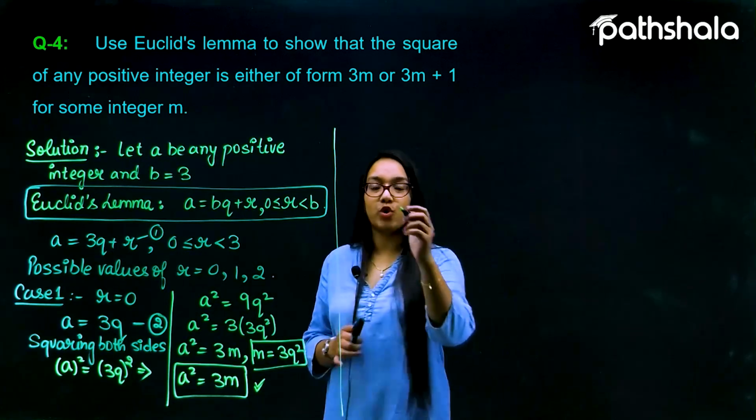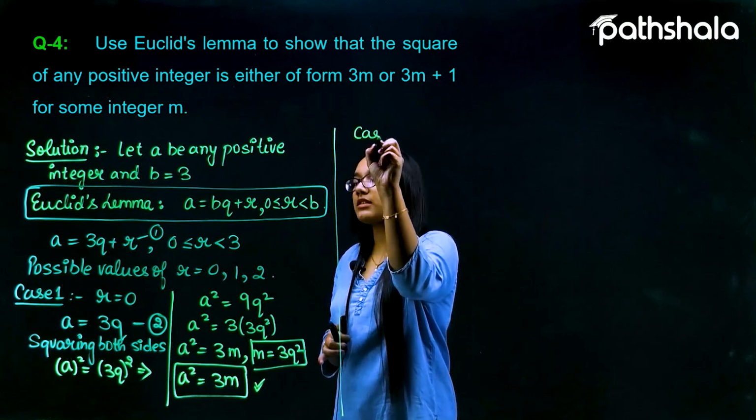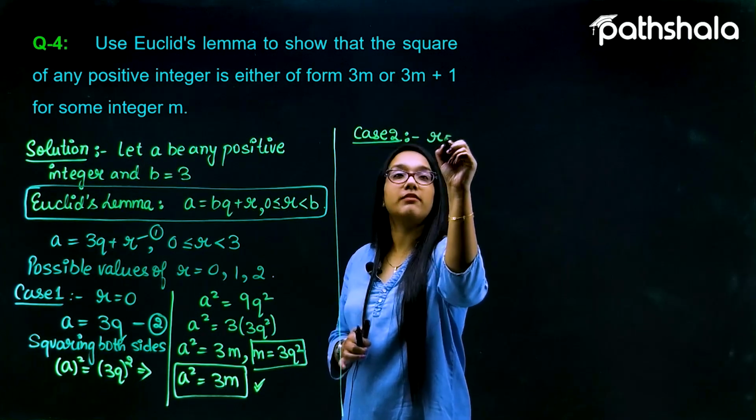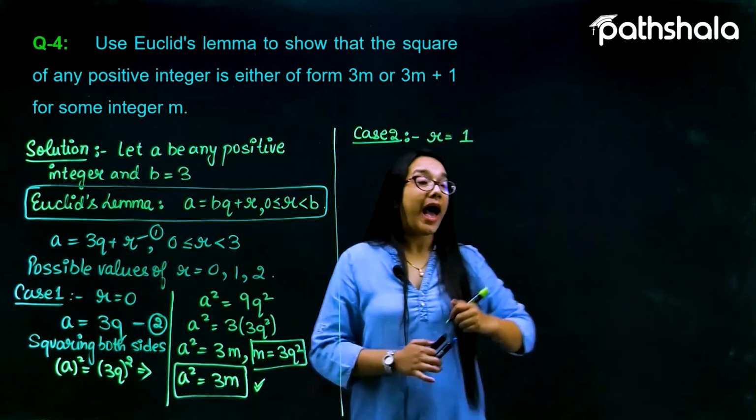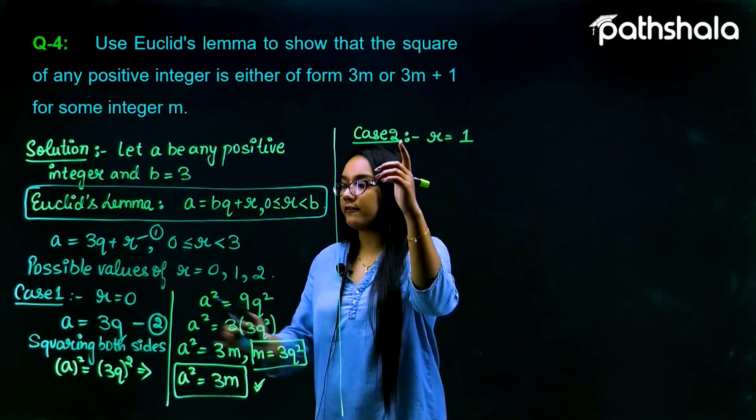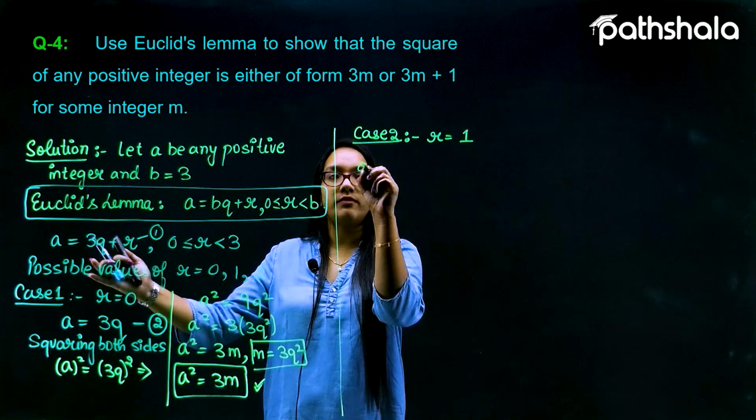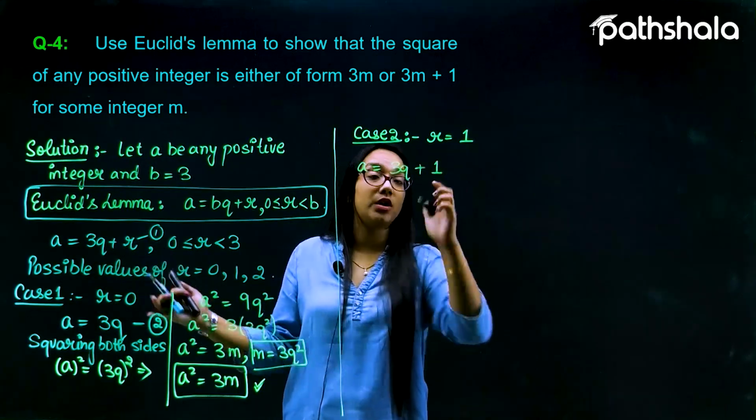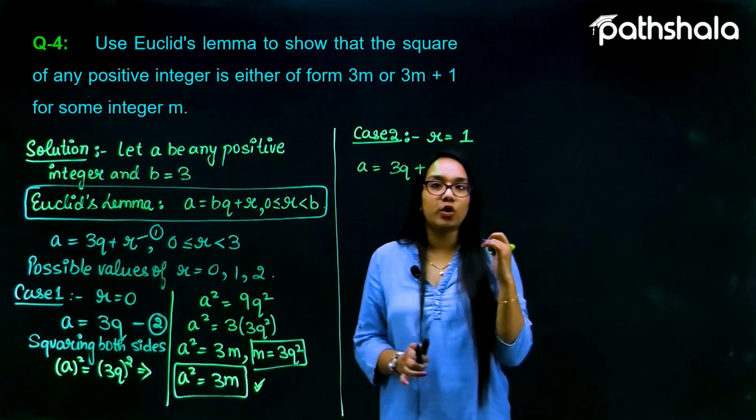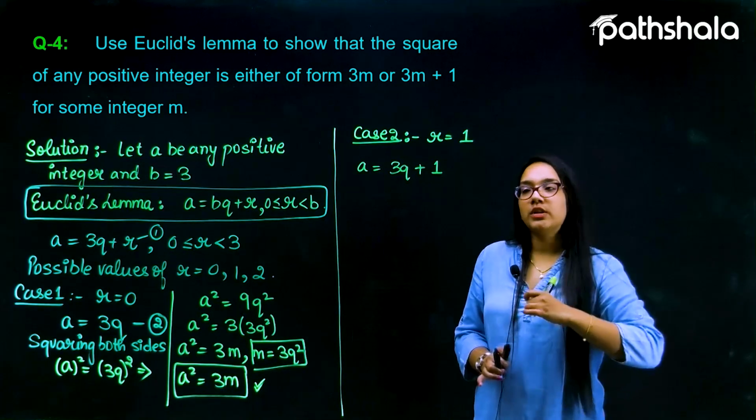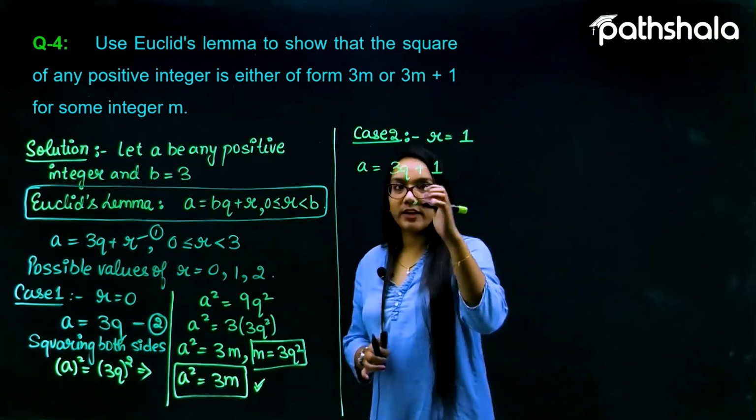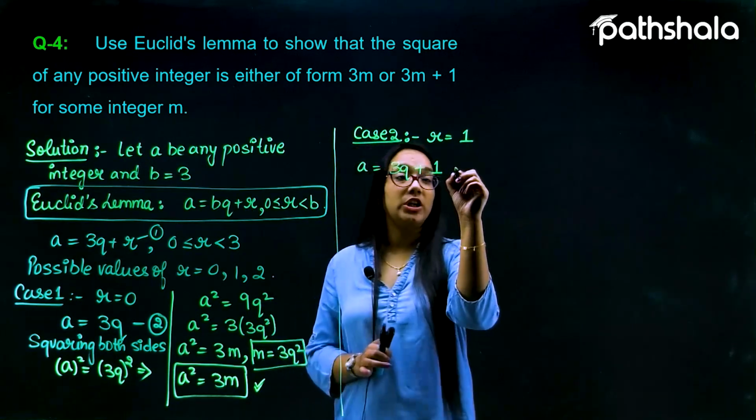Let's move on to case number 2. In case number 2, the value of r is 1. Substituting r as 1, we get a is equal to 3q plus 1. But we do not just want to prove the a is equal to 3q plus 1 form, we want to take the square of it. So let us call it equation number 3.